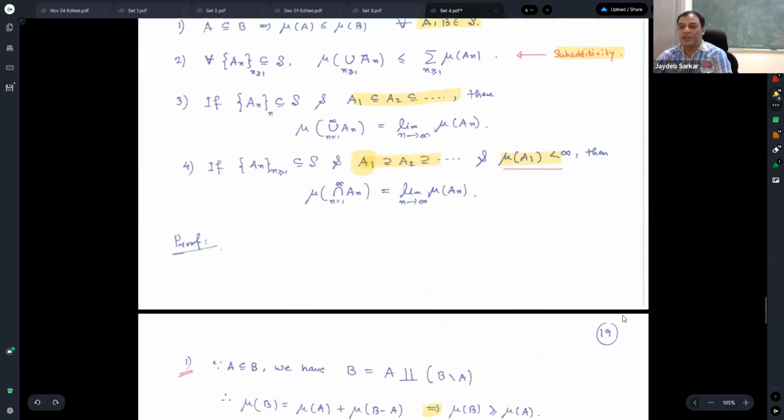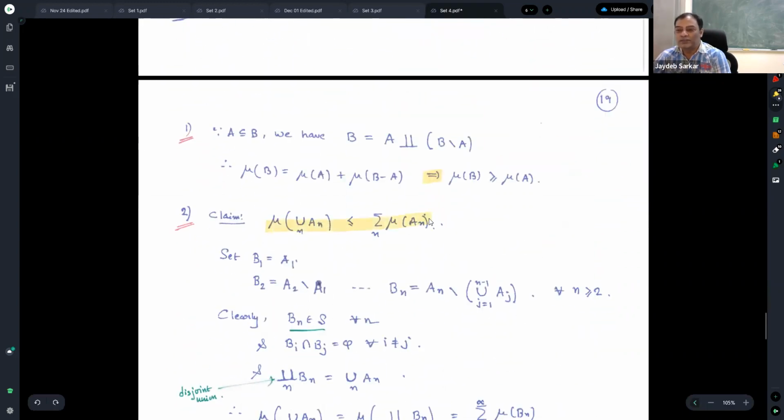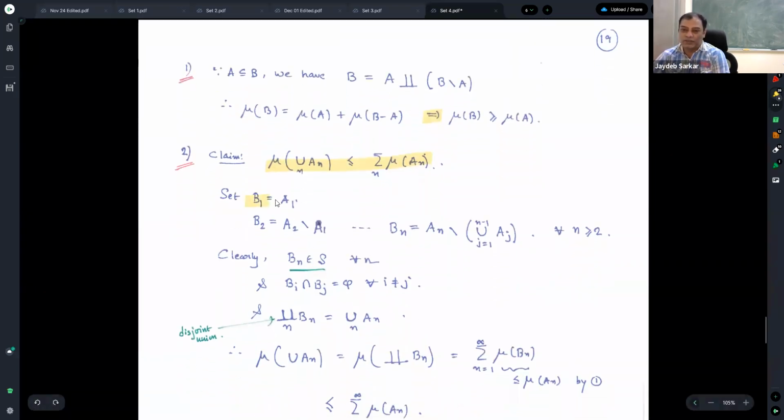The second property is subadditivity. I want to prove this inequality, where An is arbitrary but measurable. I proceed as follows. I define B1 as A1. Then I define B2 as A2 minus A1. And subsequently I define Bn as An minus the union of Aj from j equals 1 to n minus 1. So what you are doing is taking A1 first, and then you take A2, but don't consider A1 anymore because it's already considered. And this is how you go.